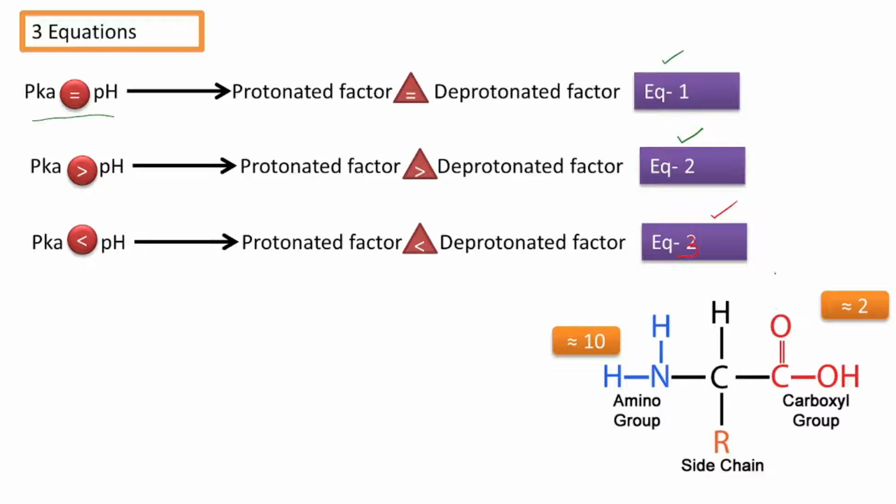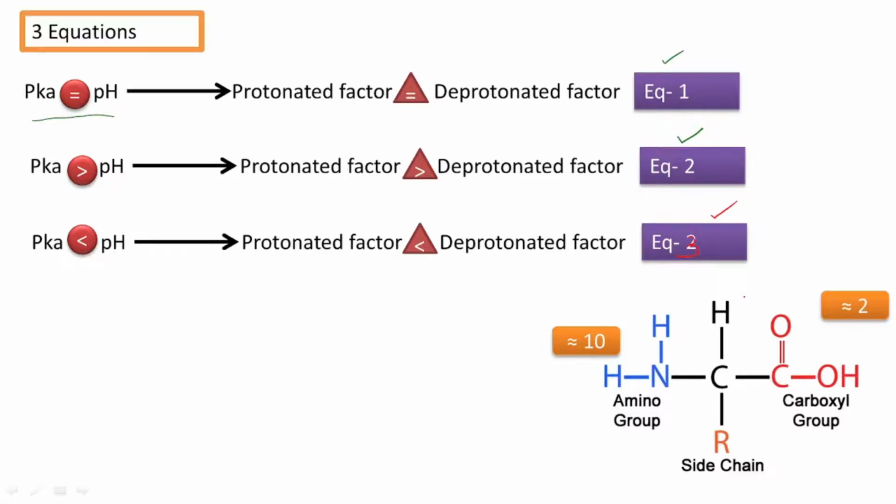For the carboxyl group, its protonated form is COOH itself, and the deprotonated form is COO minus. And regarding the amino group, the protonated form is NH3 plus and the deprotonated form is NH2. Okay.